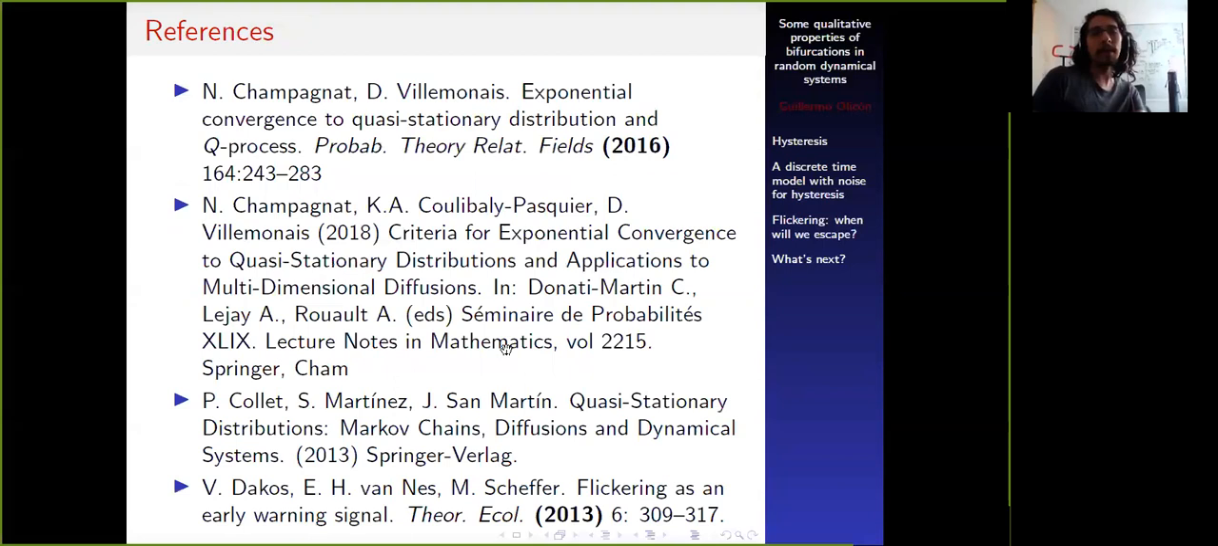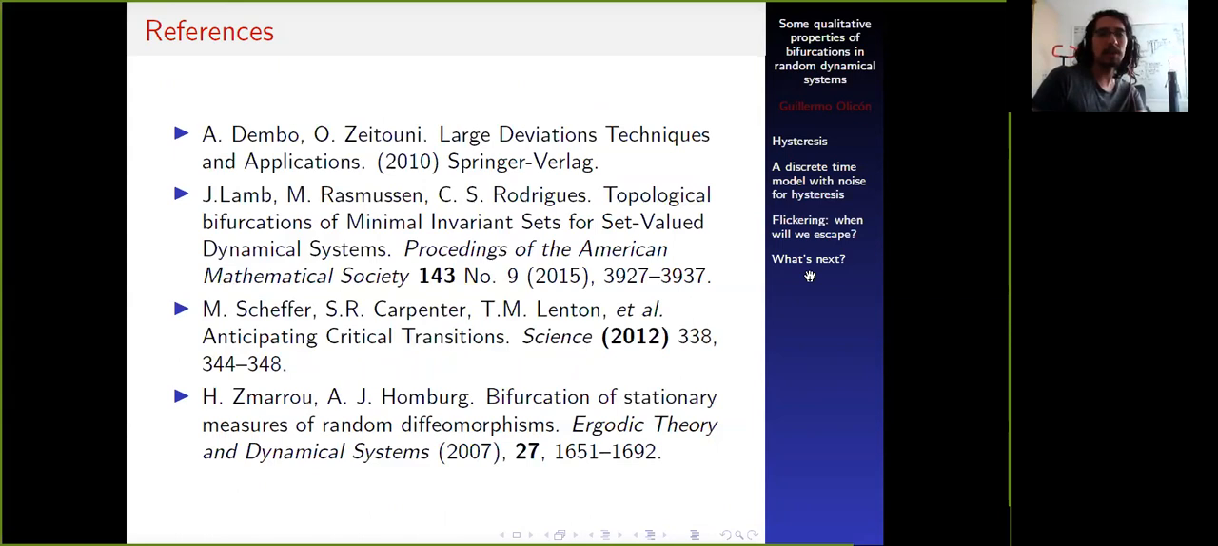And so I'm just going to share some references with you all where you can consult things about quasi-stationary measures, about flickering, about critical transitions and so on, and large deviation techniques.